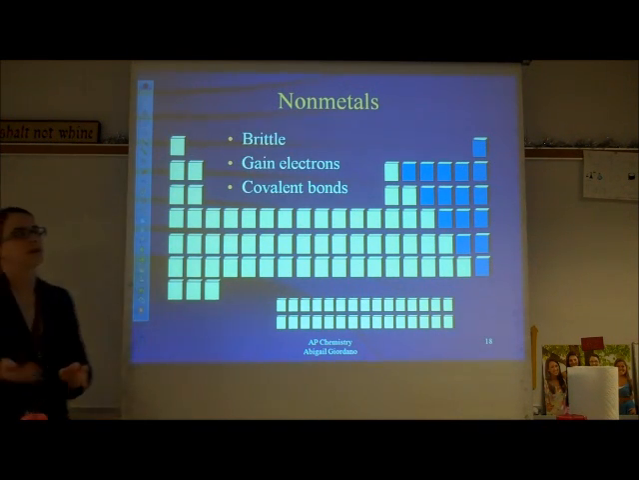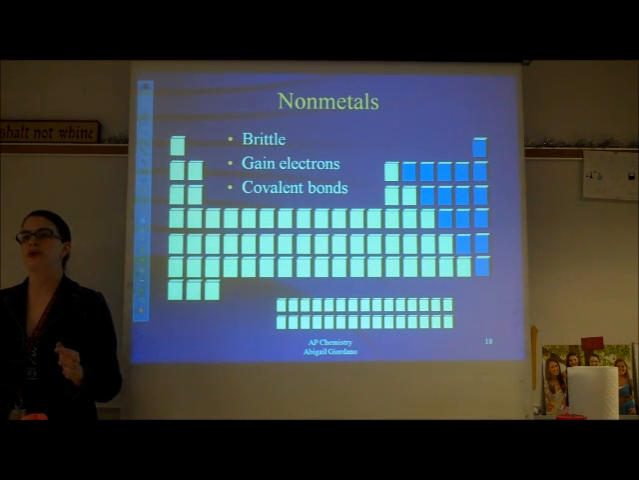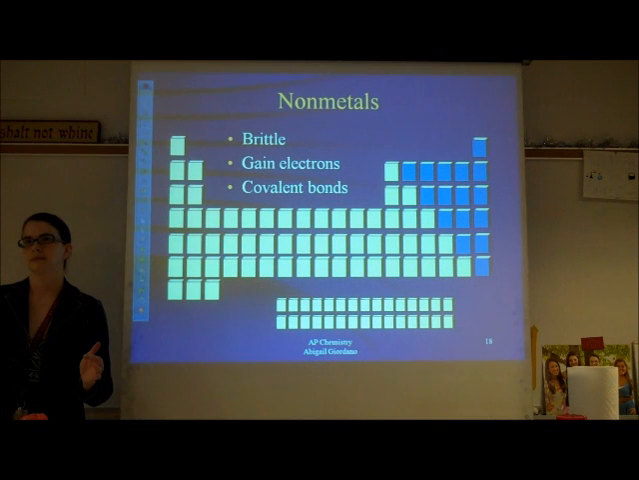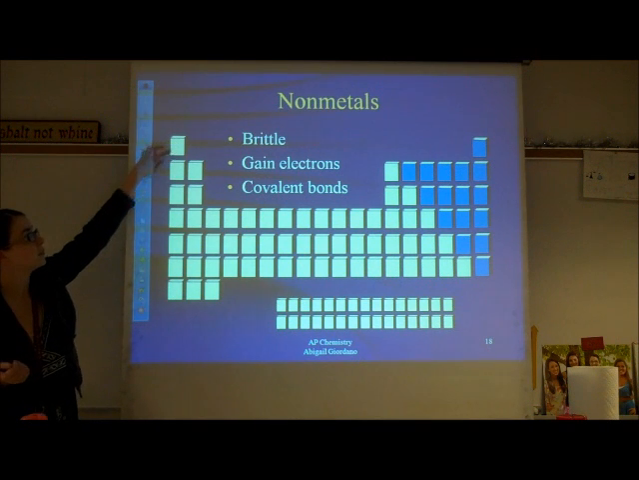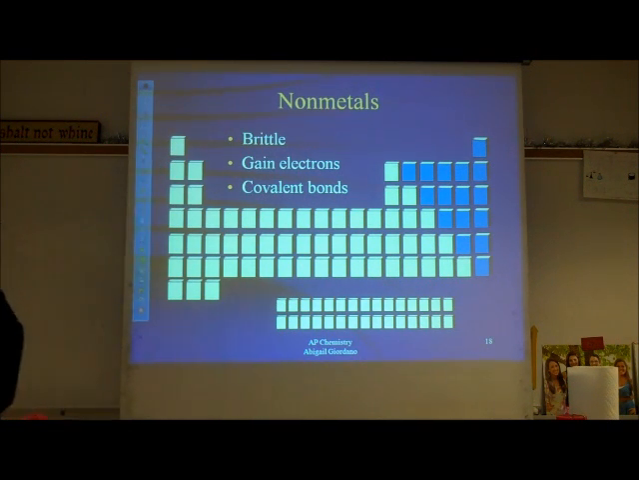Alright, this is where your nonmetals are located. What's the mistake that I've made on this slide? I didn't color hydrogen in, which I should have. Okay? Because hydrogen is a nonmetal. What does it mean for something to be brittle? It breaks apart, yeah. If you drop it on the floor, it's going to shatter. Nonmetals gain electrons, and they form covalent bonds.